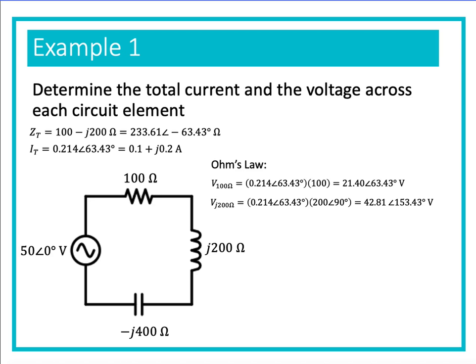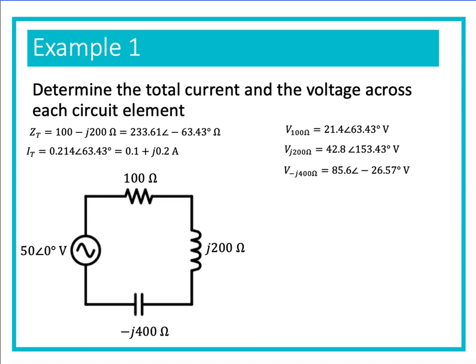And again, if you have a calculator that will do these calculations, that's fine. But if it's in polar form, you can just multiply the magnitudes and add the angles, and you'll get the answer. Then for the minus J400 capacitor, we take again the current times the impedance, and we get 85.61 at an angle of 26.57 degree volts. So we're going to set those values aside also.